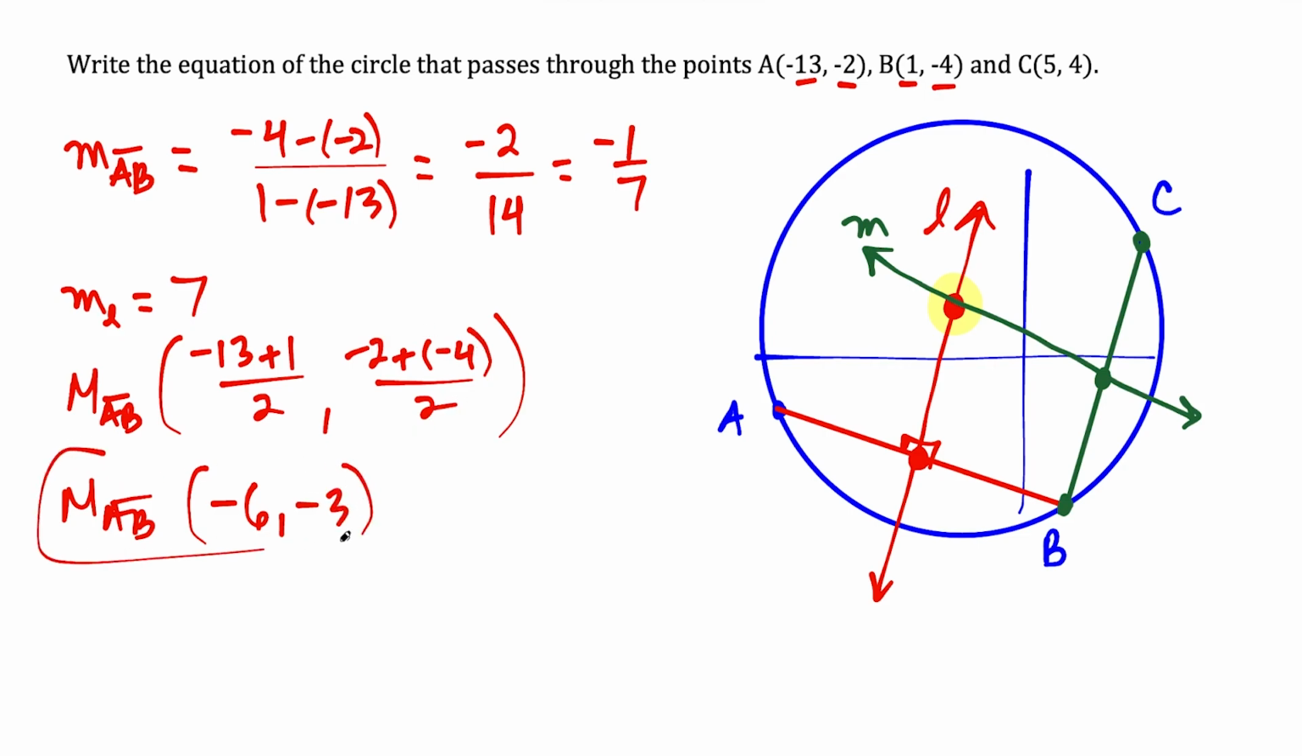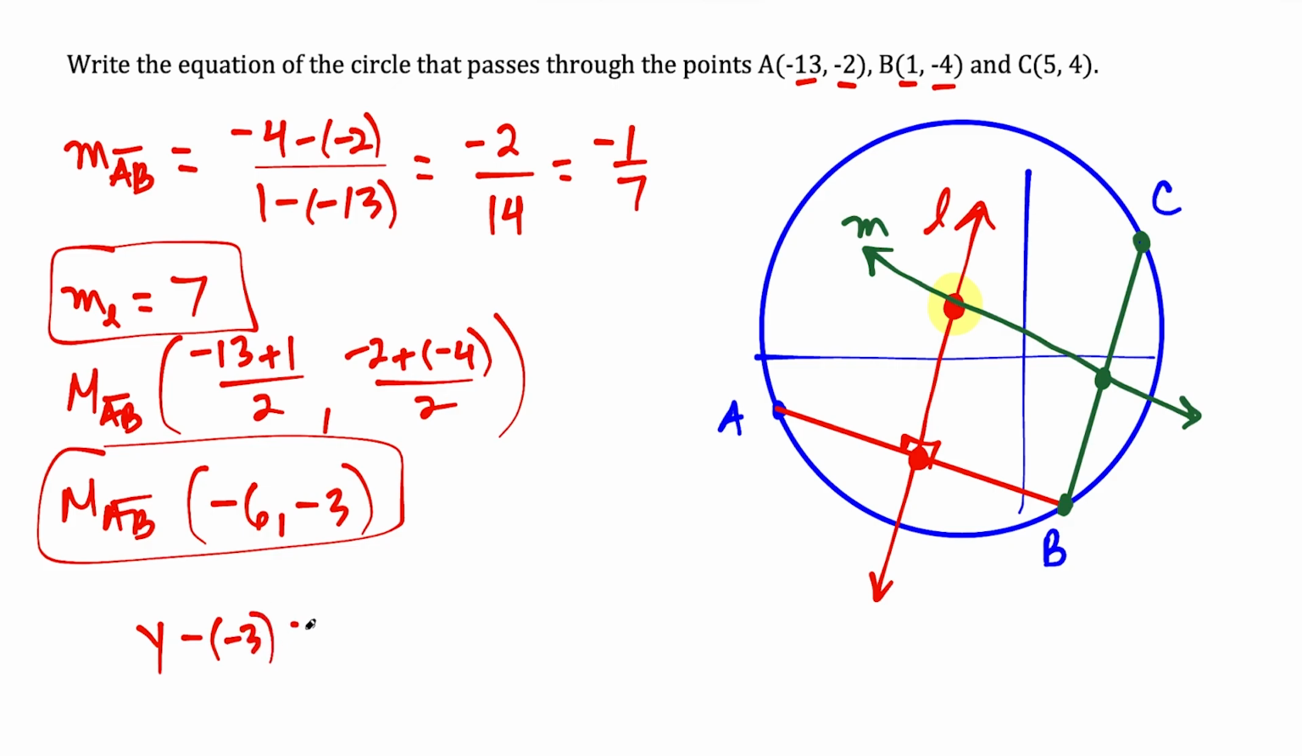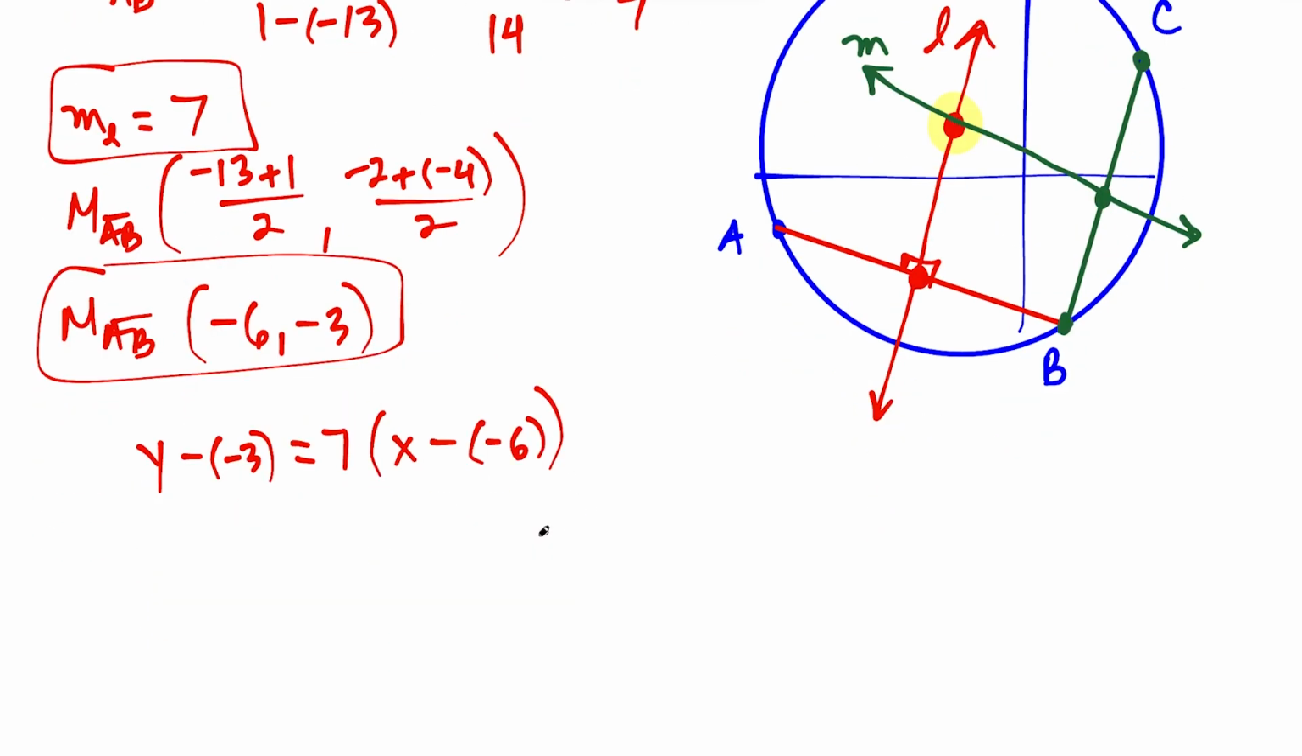So here's our point, and here's our slope, and now all we have to do is use the point-slope form equation to write the equation of the line. We have y minus the y value, which is -3, equals the slope, 7, times x minus the x coordinate at the midpoint, which is -6. So we have x minus -6 like this. Now we can simplify this a little bit. This part is y plus 3 equals 7 times x plus 6. From here, I'll solve this for y. We're going to subtract 3 on both sides.